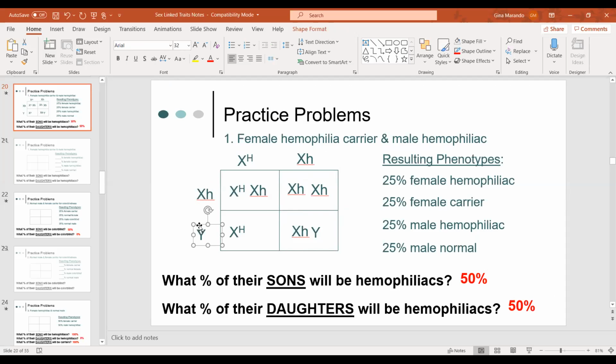This boy, I forgot to put his Y chromosome in. Right there, okay. This boy is going to have normal blood clotting. The capital H is a dominant allele, so he's normal. This boy is going to be the boy who has hemophilia because he has that one recessive h.